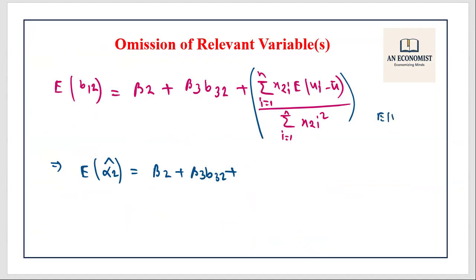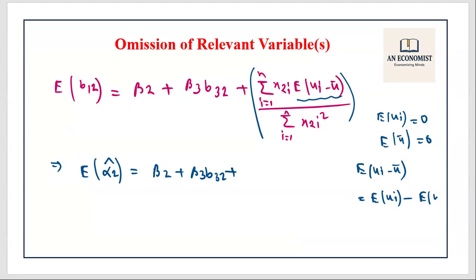So what is the expectation of ui? Expectation of ui is 0. What is the expectation of u bar? Expectation of u bar is also 0. So this entire thing, the expectation of ui minus u bar, will be simply the expectation of ui minus the expectation of u bar, so this entire thing will be 0. Since the numerator is 0, the entire expression becomes 0, and you are landed up with this particular expression.